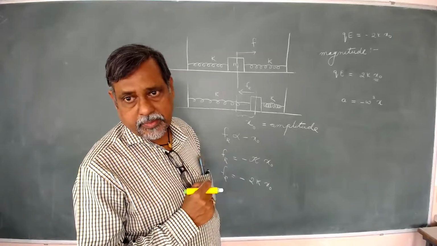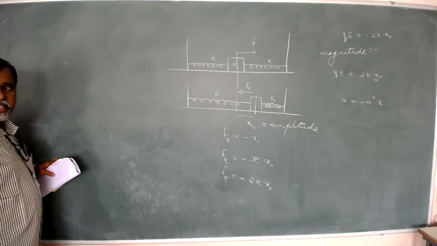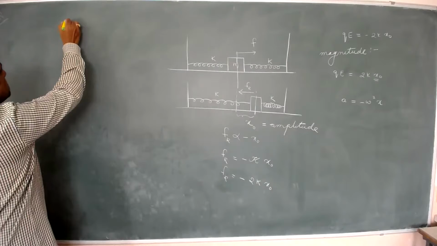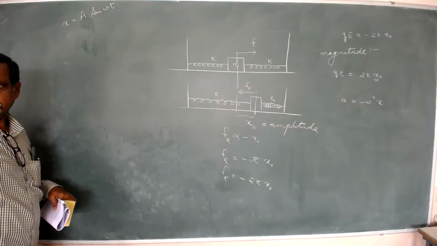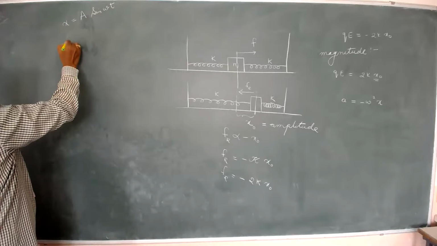If any particle exhibits simple harmonic motion, what is the displacement equation? The displacement equation is nothing but capital A, which is the amplitude, into sine omega t. That is the displacement equation. From this we can write the velocity. What is the velocity? dx by dt.